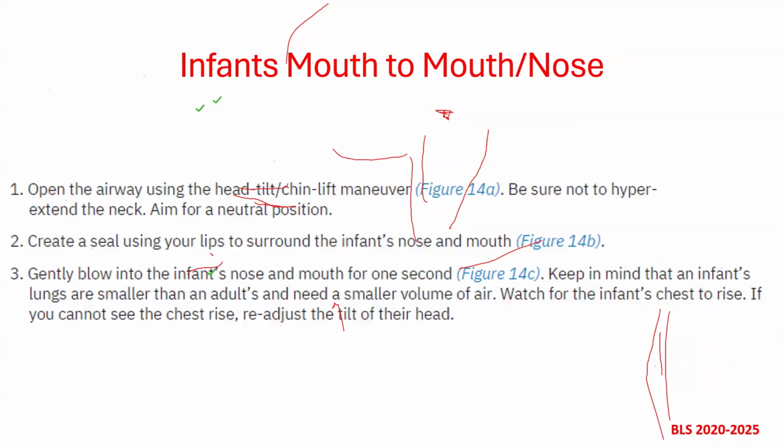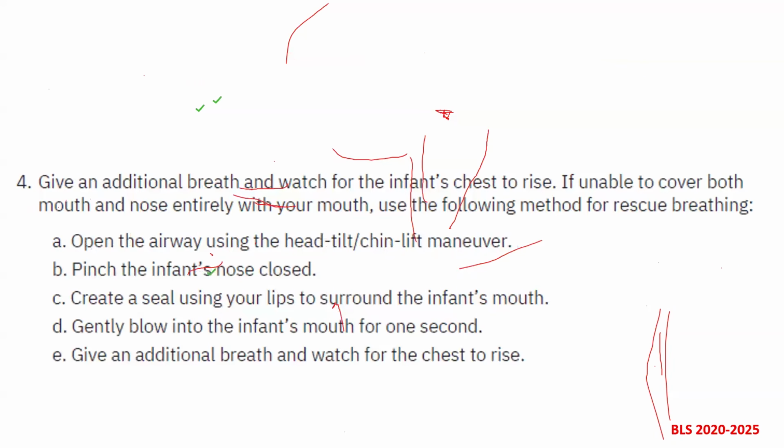For infants, open the airway using head tilt, but be sure not to hyperextend the neck. When you do a hyperextension, that again obstructs the airway. Create a seal using your lips to surround the infant's nose and mouth. Gently blow into the infant's mouth for 1 second. Keep in mind, the infant's lungs are smaller than an adult's and need a smaller volume of air. Watch for infant chest rise. If you cannot see the chest rise, readjust the tilt of their head. Give an additional breath and watch for the infant's chest to rise.